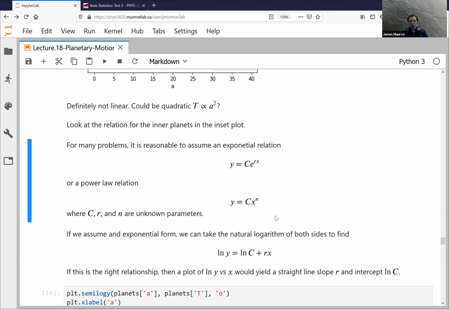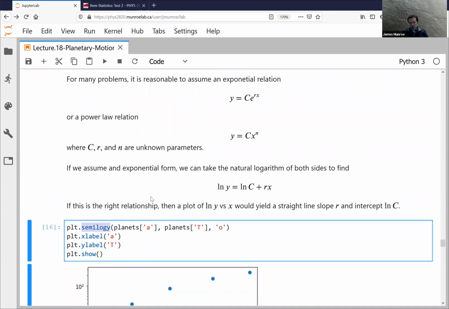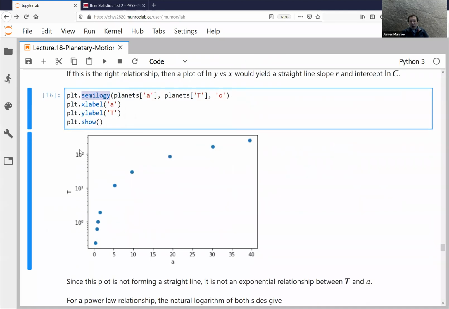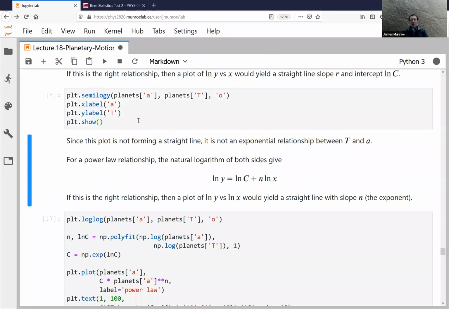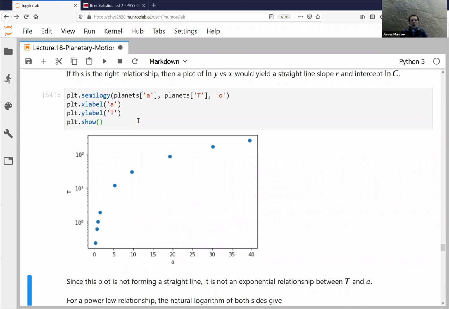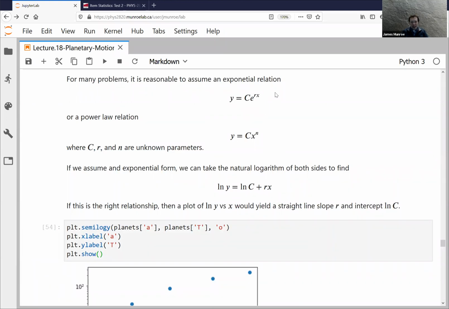I can figure out what kind of relationship I have by plotting my data on either a semi-log plot or a log-log plot. If you assume your data has an exponential form, and you take the logarithm of both sides, log of y equals log c plus r times x, you get this expression right here. Plotting this data where you've taken the logarithm of y but left the x by itself should lead you to a straight line where the slope is given by r. So if I do that for my data, and this is where semi-log y comes in, I'm basically saying plot this data and set the scale to be logarithmic just for the y. And you can see that when you plot it, the data is not forming a straight line. Because the data is not a straight line, we conclude it is not an exponential relationship. So this is not the right model, and we discount it.